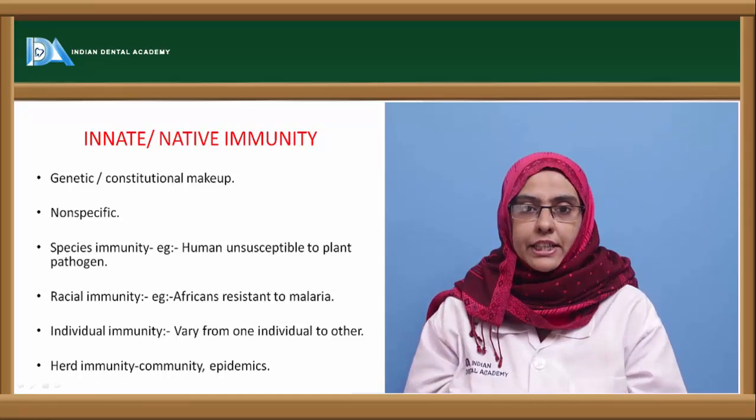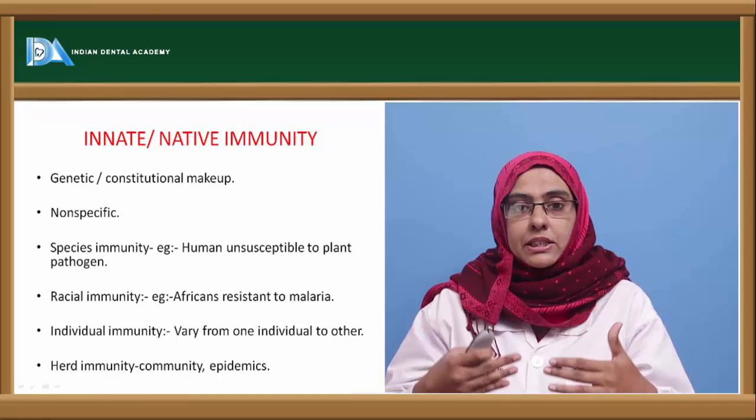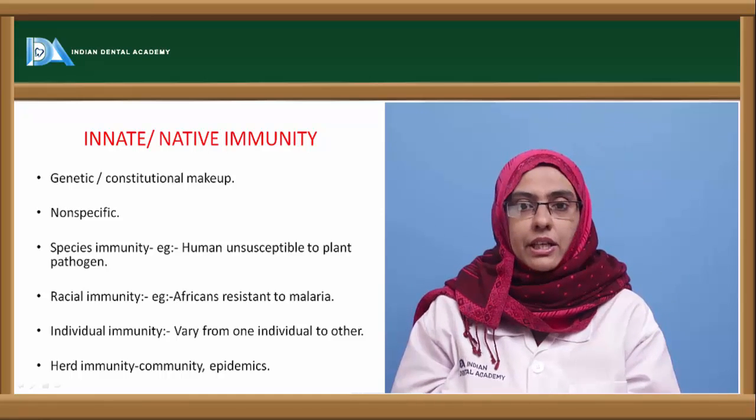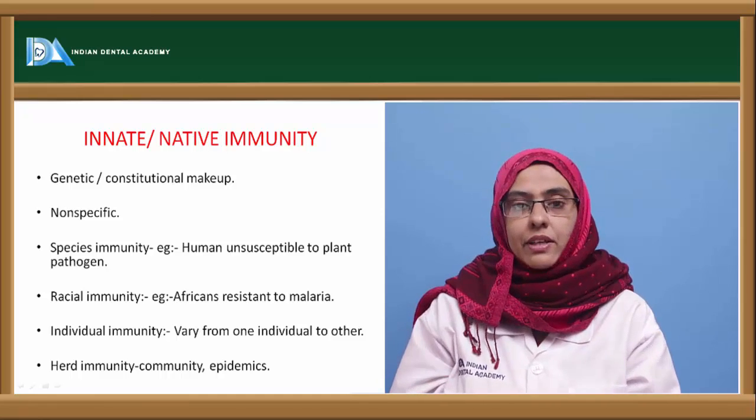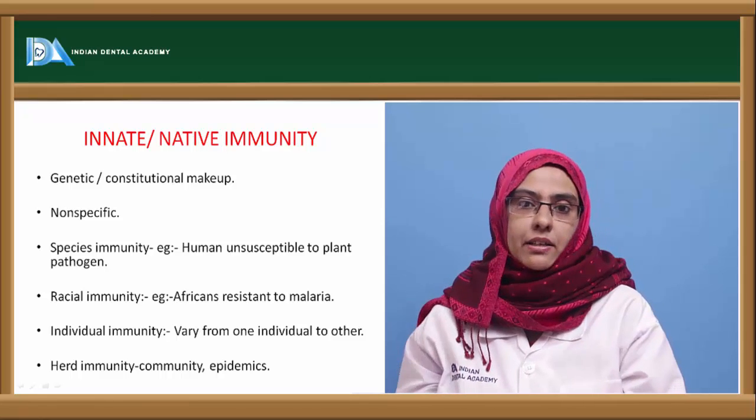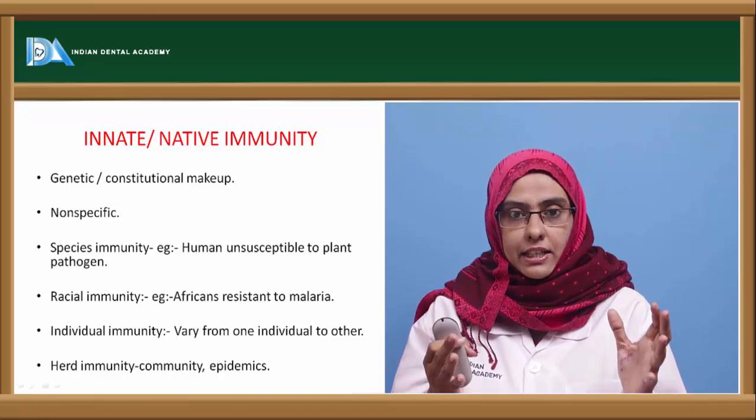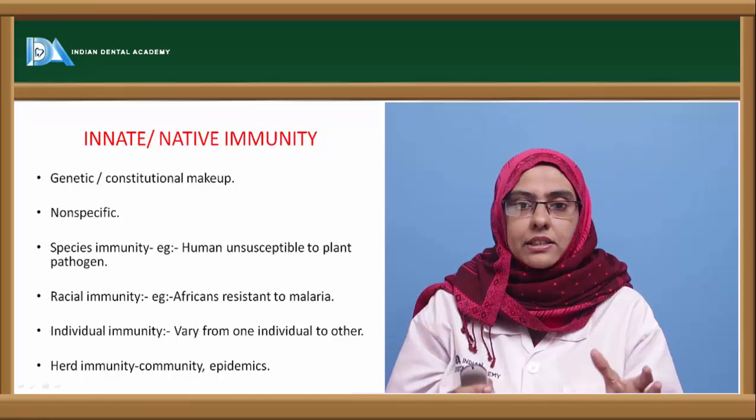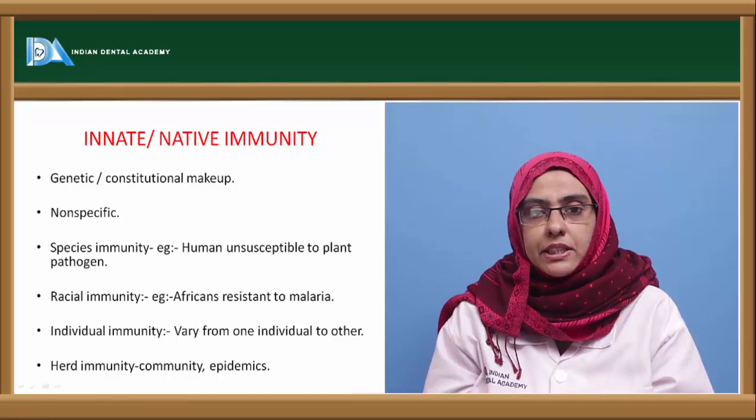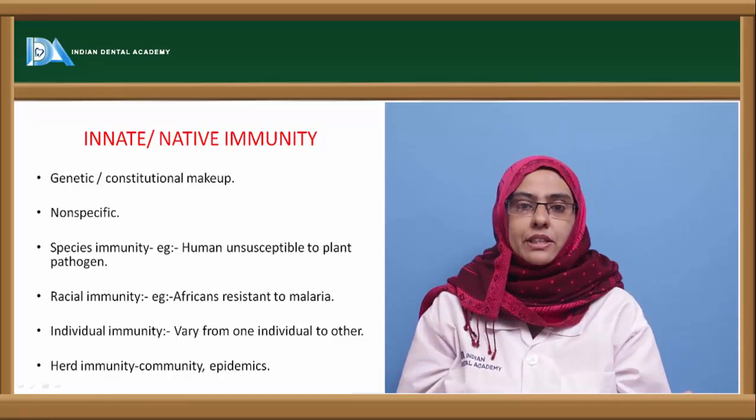Next we have racial immunity. Within a species, races also differ in their immune responses or immunity towards different types of infection. Take for example Africans. Africans are more resistant to malaria than the Asians. So here the races are different and hence the immunity towards that particular organism is also different. So within a species, races also show a difference in their immunity.